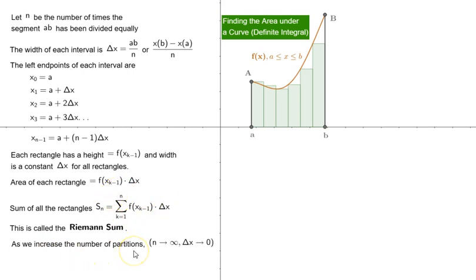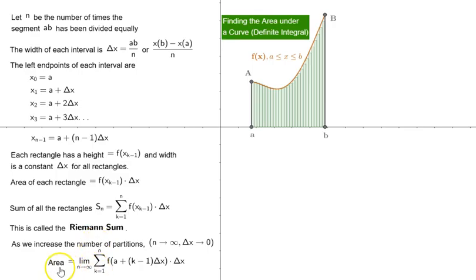As we increase the number of partitions, what will happen? The number of divisions will tend to infinity. And what will happen as I keep increasing the number of subdivisions to infinity? The delta x, that is the base of each rectangle, will keep getting reduced. Yes, we saw that. So that will tend to 0. So we put it as a limit statement because we can't actually go to infinity. We can only tend to infinity. It's like saying we can never be perfect. We can always strive for perfection.